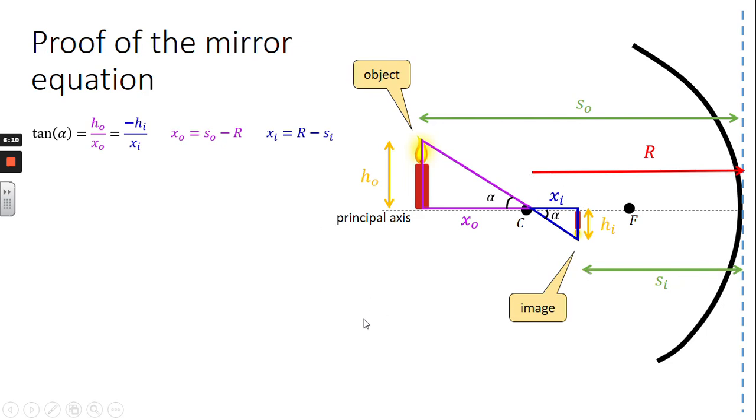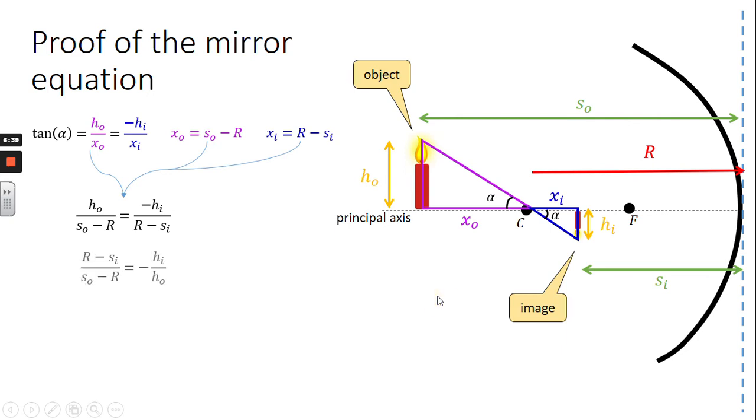So putting all of that together, we end up with the object height from this purple equation over object distance minus r from this equation equals negative image height from the blue up here divided by r minus s sub i, replacing it with x sub i. Make sure you're with me on that substitution. Pause the video if you need to before moving on.